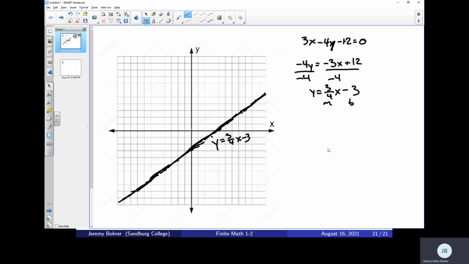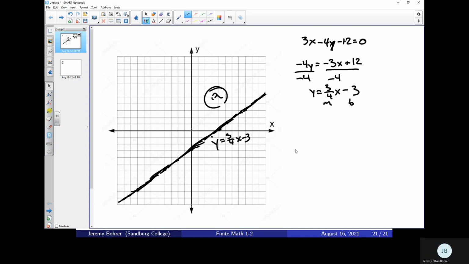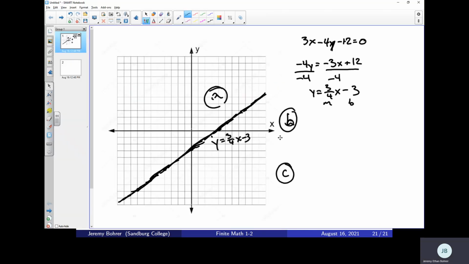Now we're asked to figure out if two specific points lie on this line. This is part A. Does the point 2, negative 3/2 lie on the line? And does the point 1, negative 2 lie on the line? The points are 2, negative 3/2 and 1, negative 2.